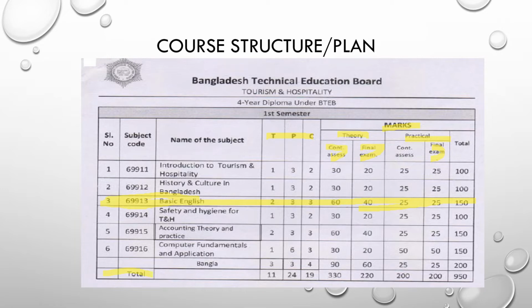And here we can see the total credit distribution and marks distribution. Okay, so here total theory will be 11. Theory 11 means per week 11 classes will be held, and practical classes will be held 24 periods, and total credit 19, and total marks will be 19 into 50, that means 950 marks. This is the total. It is the total credit 19 and total marks 950. Among these 950 marks, you will achieve according to your performance. That is why from the beginning you have to give importance to all of the subjects. So don't feel hesitation and start your course from the beginning. Okay.